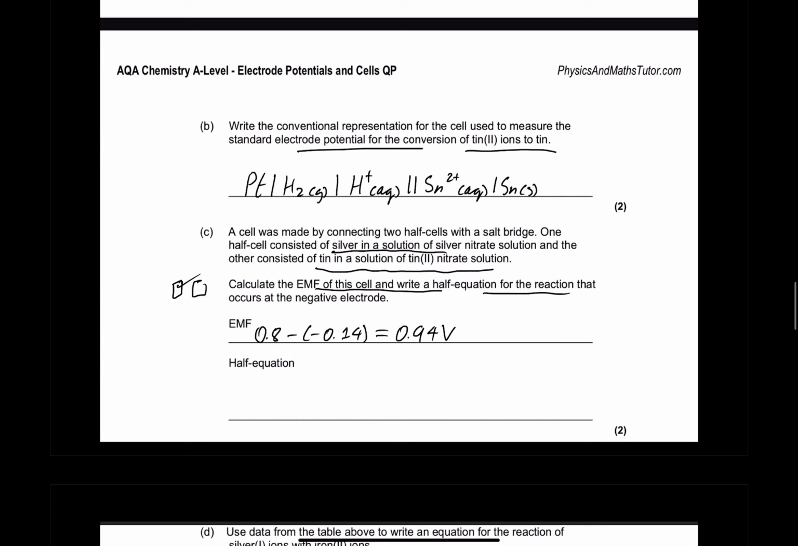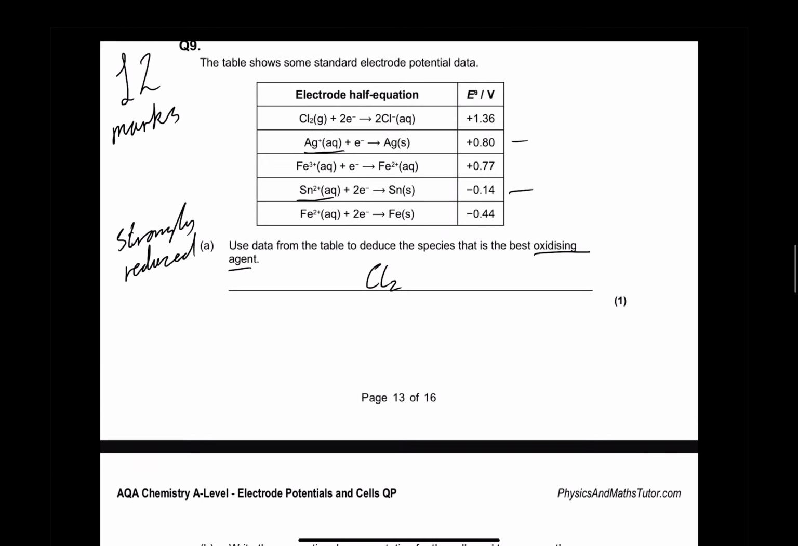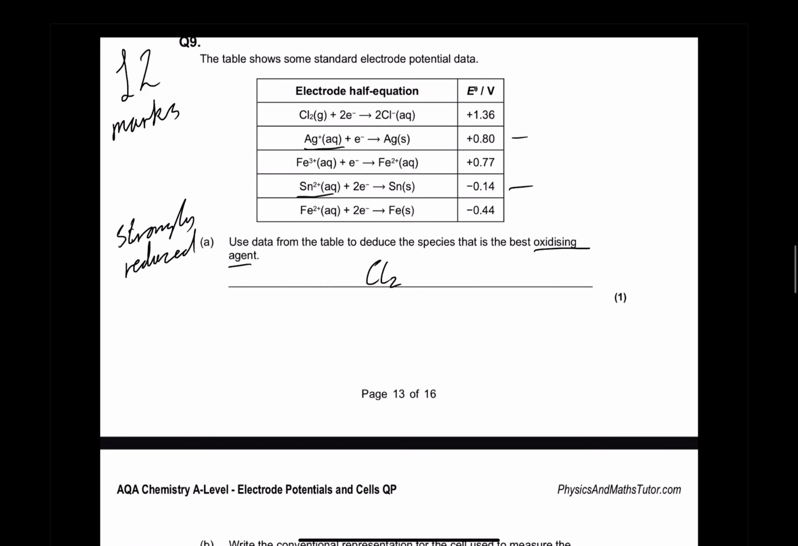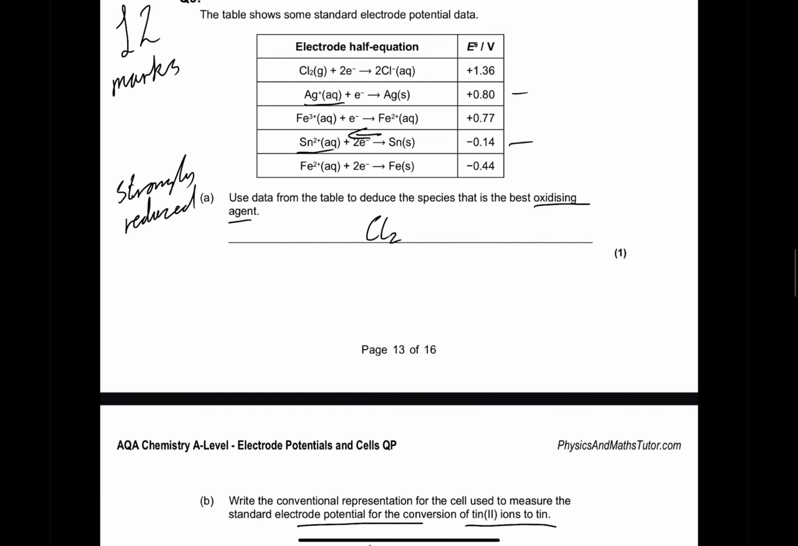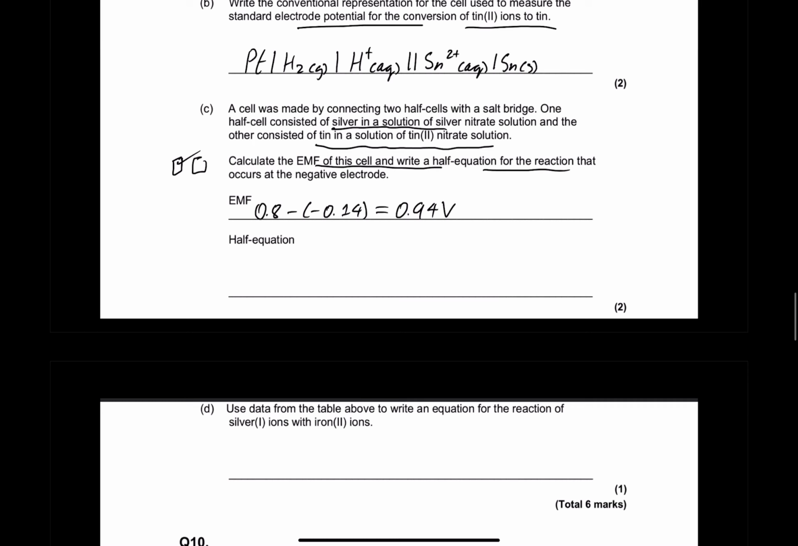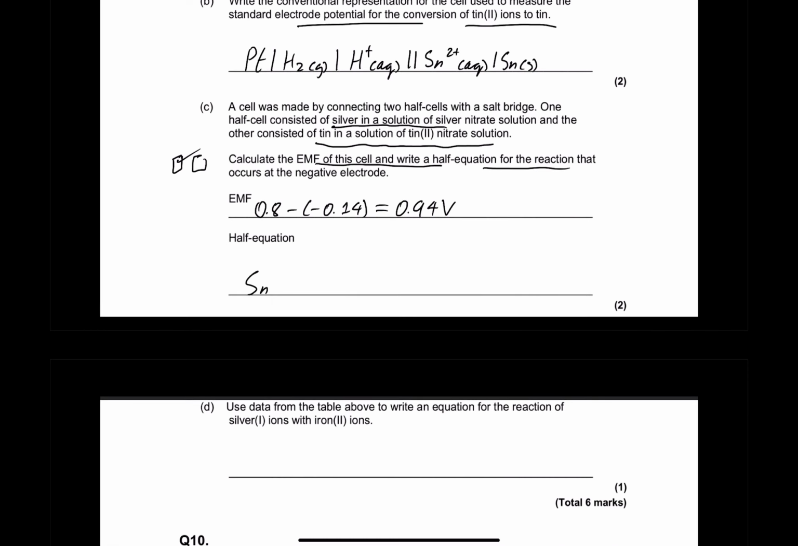Okay, write the half equation for the reaction at the negative electrode. So it's going to be the one that's going to be oxidized, so this direction. That's more negative, so it's going to be more oxidized. So tin solid goes to Sn2+ aqueous plus 2 electrons.